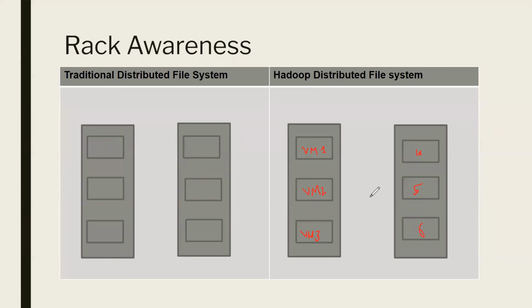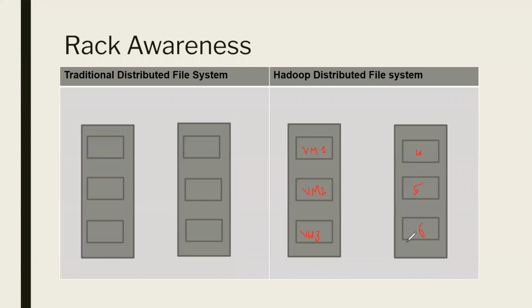Whoever is coming from the database world must have heard of this term, HA. Rack awareness is required to ensure HA, high availability. High availability means no matter what happens, my system is available. Right now we are taking into consideration that even if this rack goes down, my system is still available because I have data on VM5. This is why, to ensure HA, rack awareness is important.